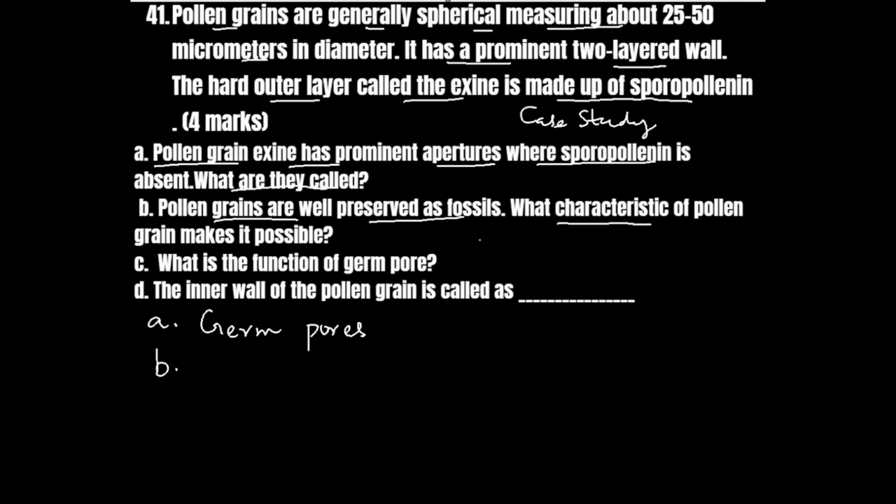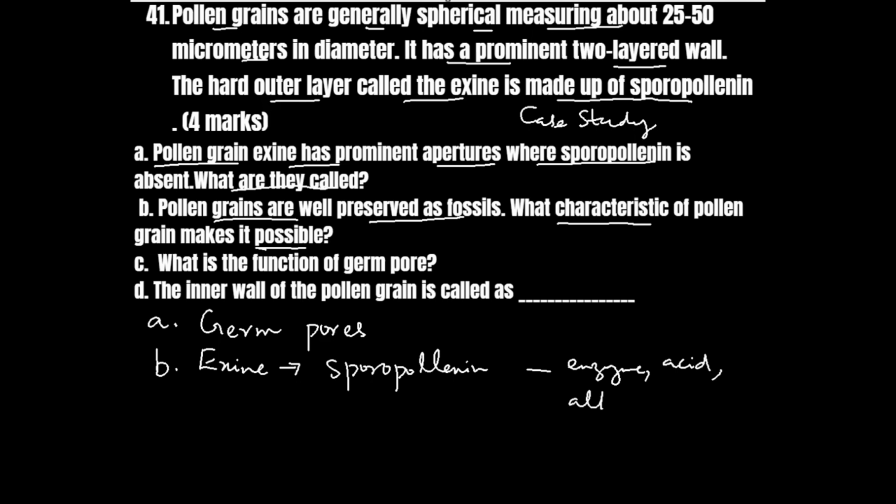Now option B, pollen grains are well preserved as fossils. What characteristic of pollen grain makes it possible? Pollen grain's outer layer is called exine, and exine is made up of sporopollenin, and sporopollenin cannot be destroyed by any kinds of enzyme or acid or alkali. No agents can destroy it. So that makes it capable of being a fossil.